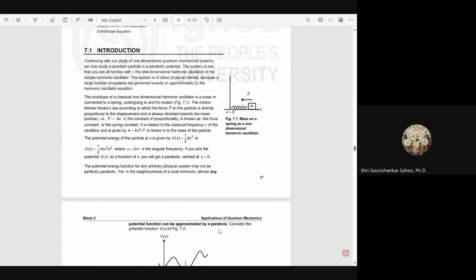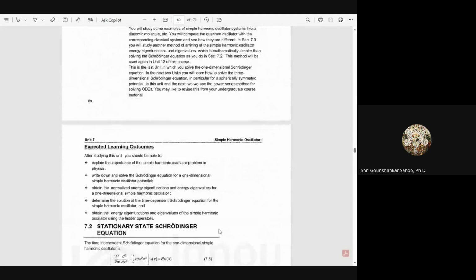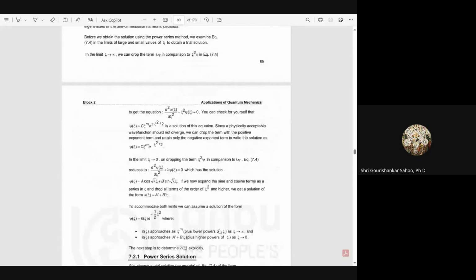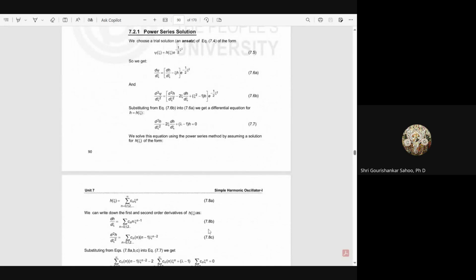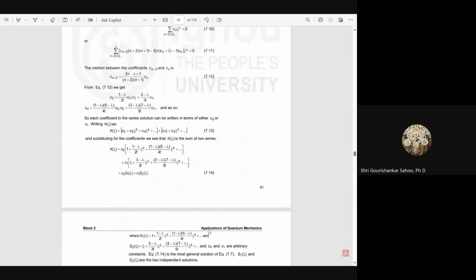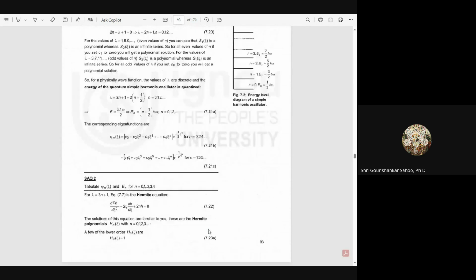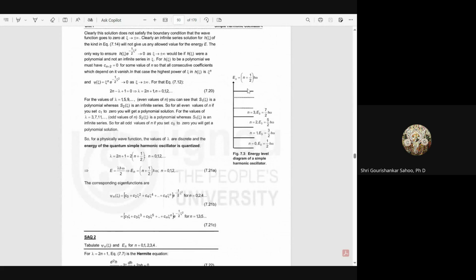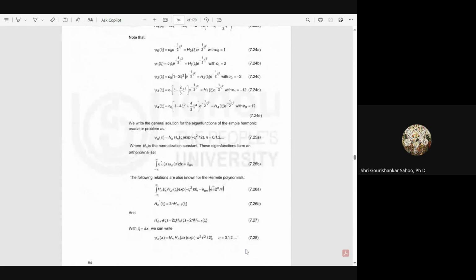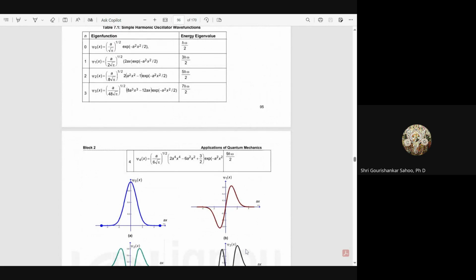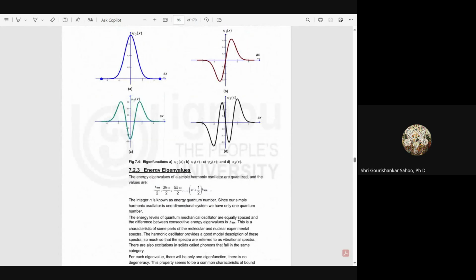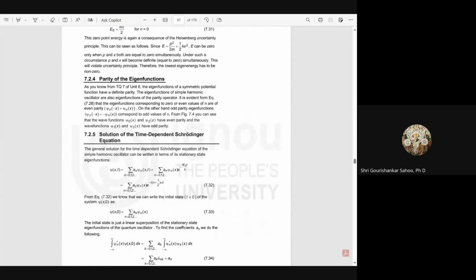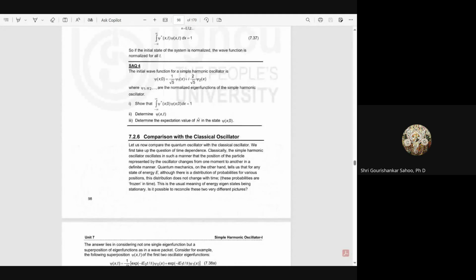Then harmonic oscillator problem, stationary state Schrodinger equation, its solution, power series solution I have explained to you in this class. Then your boundary conditions and eigenfunction, how to solve it, and the energy, equispaced energy levels, and the zero-point energy. And these are the eigenfunctions graphically shown here. Then energy eigenvalues, then symmetric, anti-symmetric.